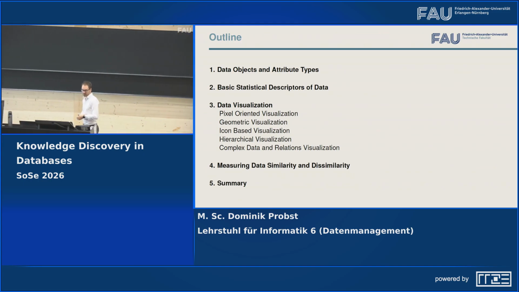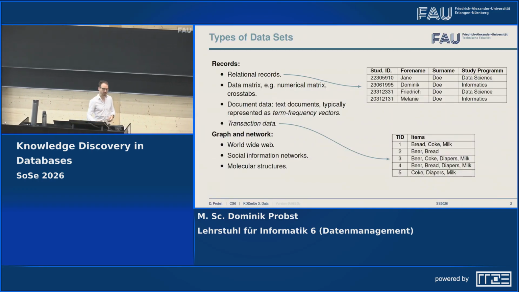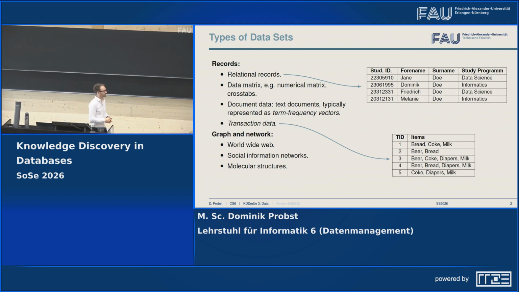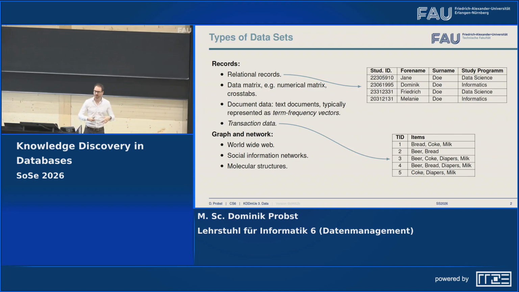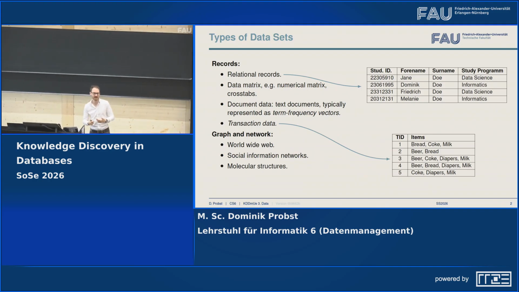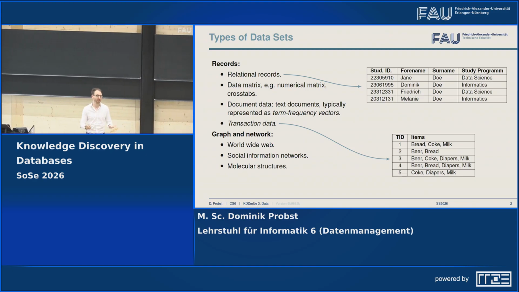Okay, let's start with data, objects and attribute types. First, we have to talk about types of data sets. As I already introduced last week, there are many different types of data sets. The most common data sets we will work with are records. So we will mostly work with relational data sets in KDD, and also in the real world, you will most likely at least pre-process data to get to a relational level because they are far easier to comprehend.